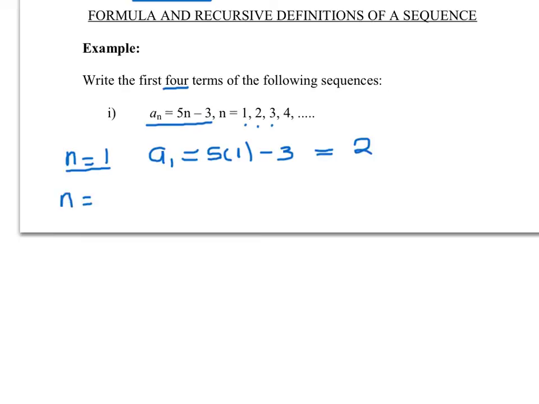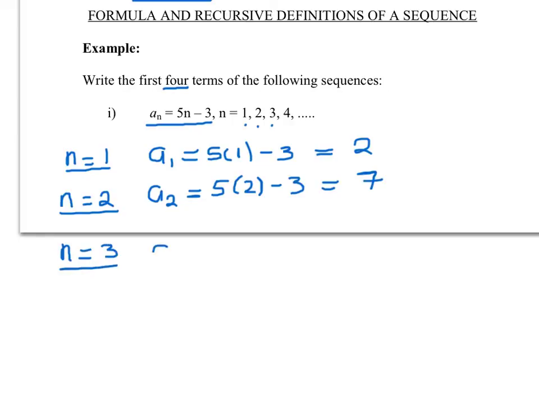To get the next term, I go up to the next value of n equal to 2. And I put in n equal to 2, and I get a2 is equal to 5 times 2 minus 3. 5 times 2 is 10, minus 3 is 7. The next term is n equal to 3. a3 is equal to 5 times 3 minus 3. That's 15 minus 3, and 15 minus 3 is equal to 12.